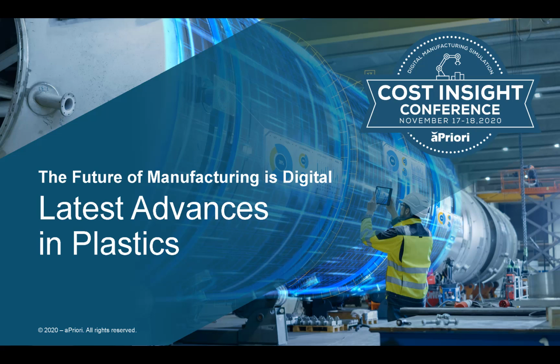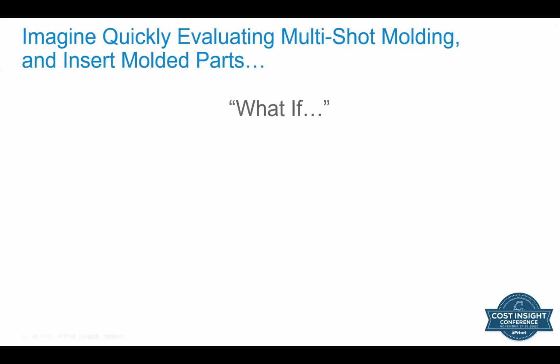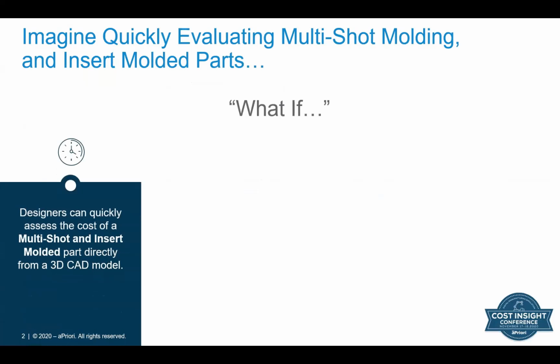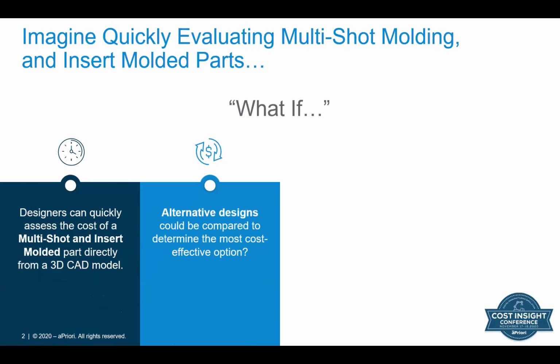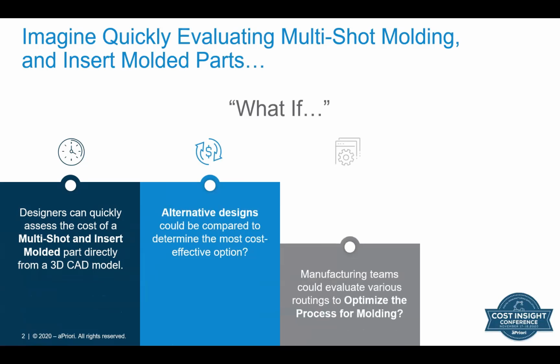So let's begin, and I'll start out with a brief PowerPoint demonstration. Just very briefly, imagine what if designers could quickly assess the cost of multi-shot, 2-shot, and 3-shot, and insert molded parts directly from their 3D CAD model? Alternative designs could be compared to determine the most cost-effective option. Is it more cost-effective to do this as a 2-part assembly that's snapped together or screwed together, or is it worth investing in the tooling to produce this as a multi-shot component?